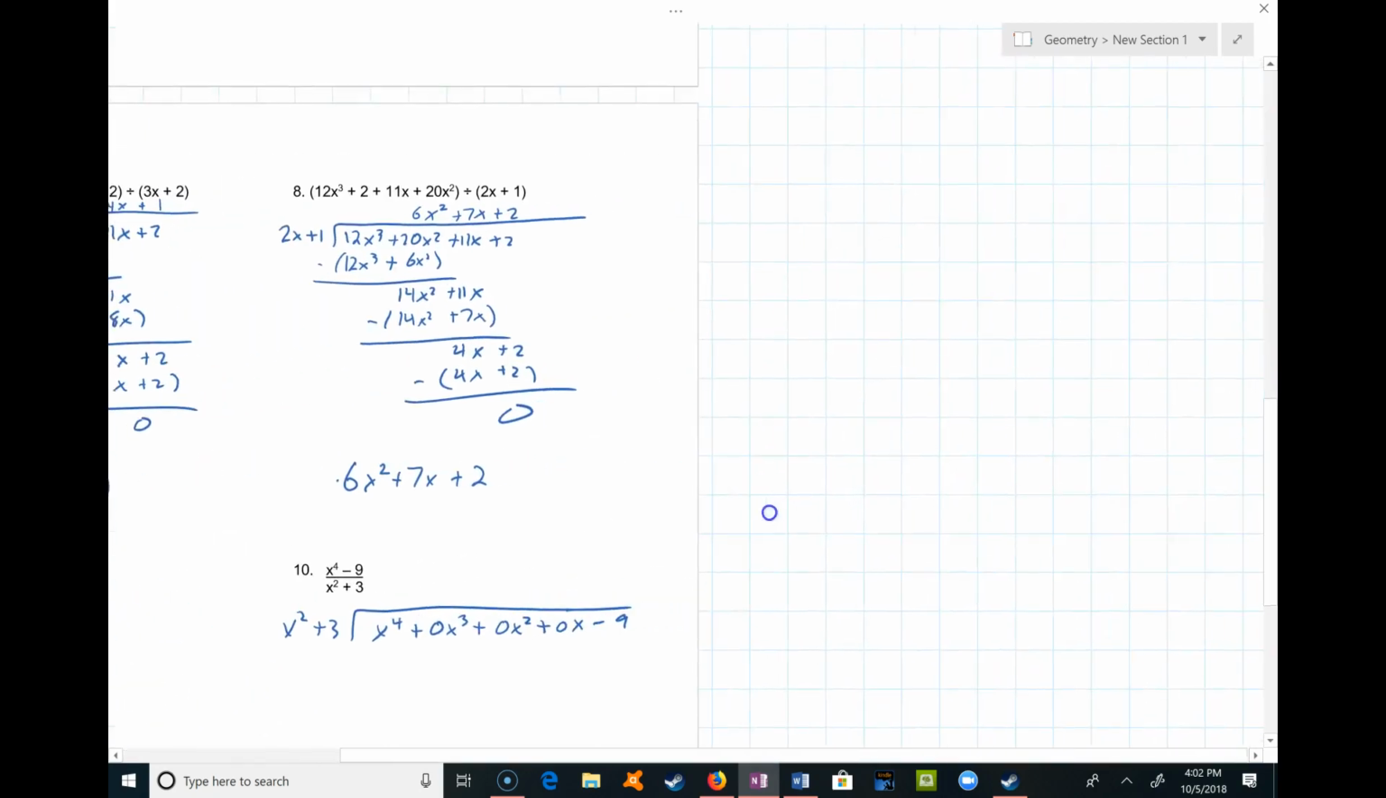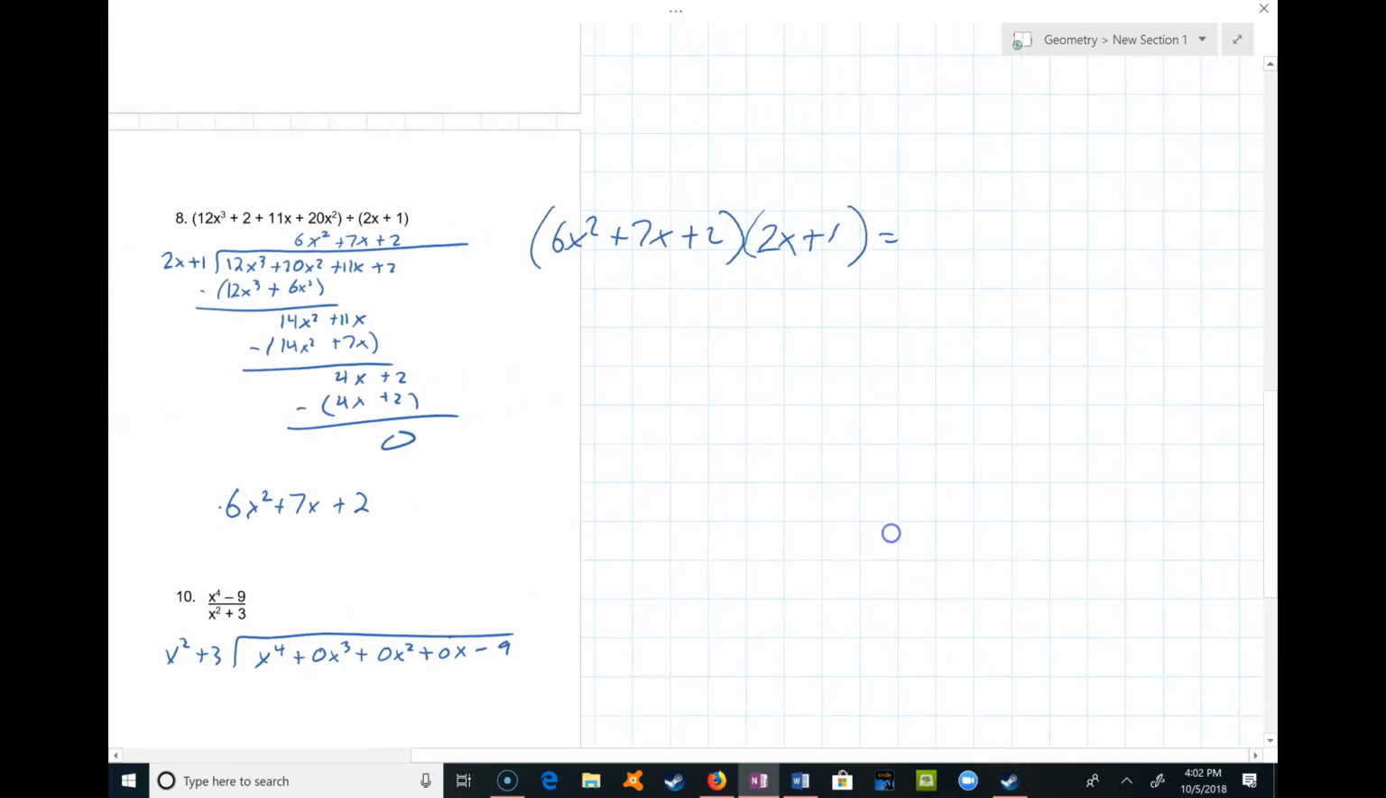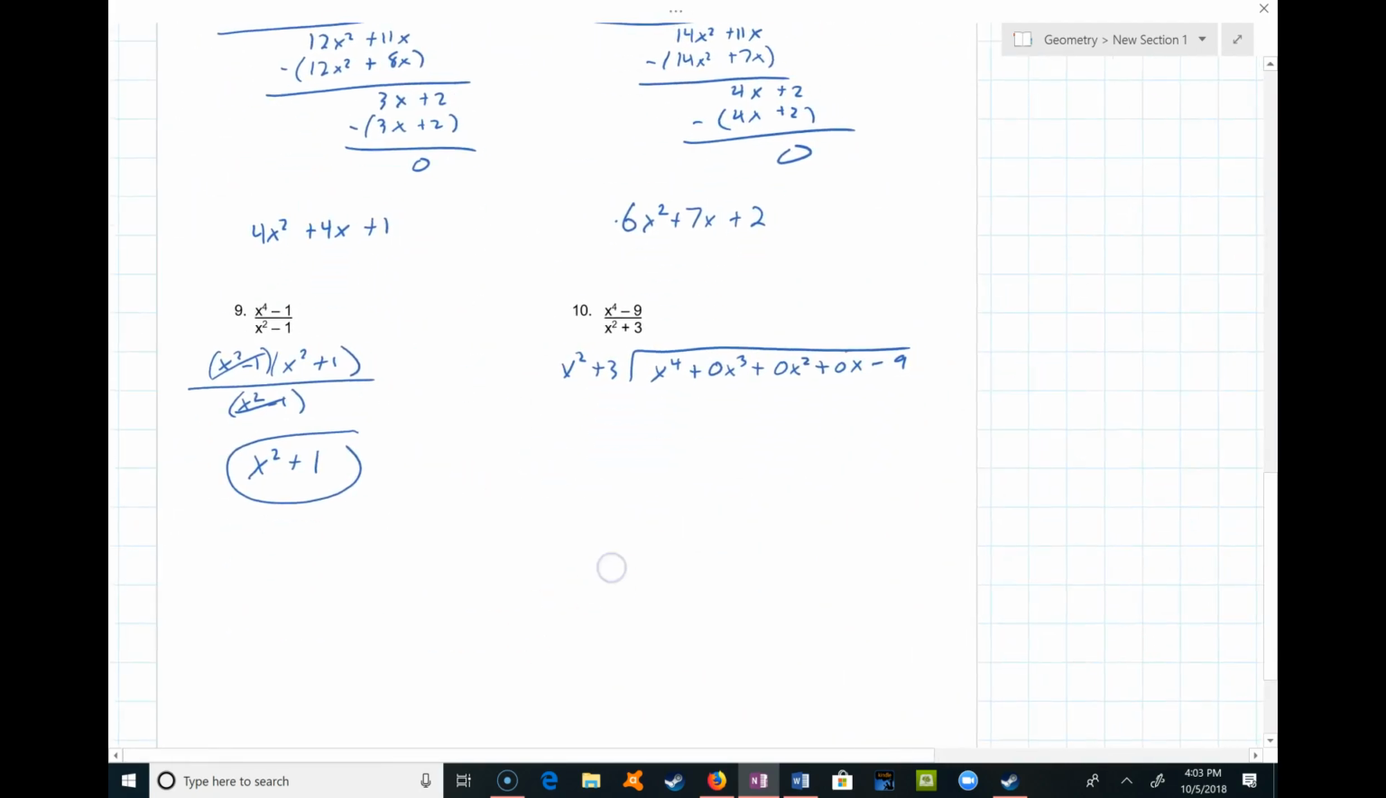So again, the fact that there's a remainder of 0 is telling me that 6x squared plus 7x plus 2 times 2x plus 1 is equal to that original polynomial, 12x cubed plus 20x squared plus 11x plus 2. That's the fact that I got a remainder of 0. That means that this times that should be equal to the thing I'm dividing into. Okay, so then this one here, I just went ahead and factored it and was able to cancel, so I didn't bother doing long division.